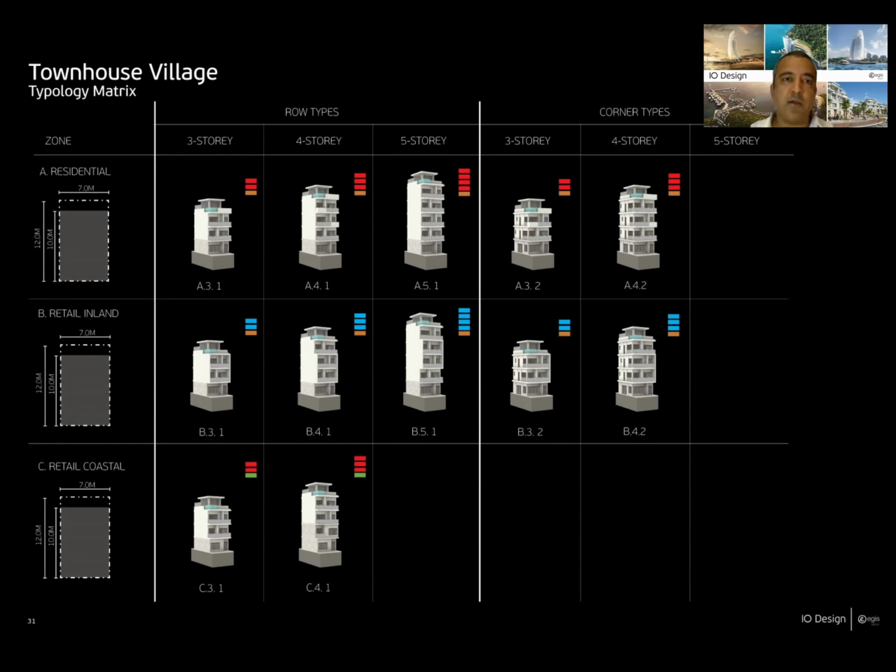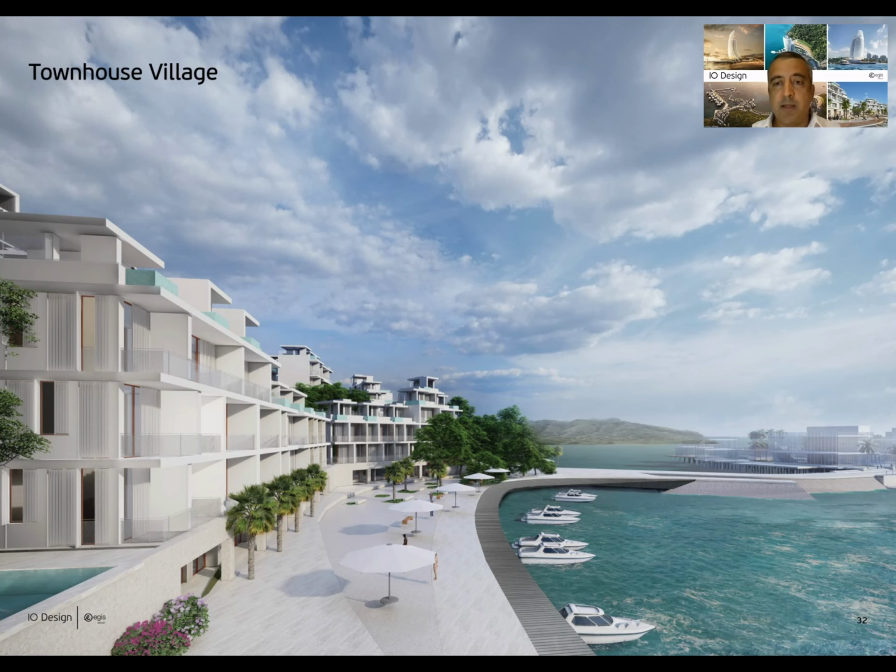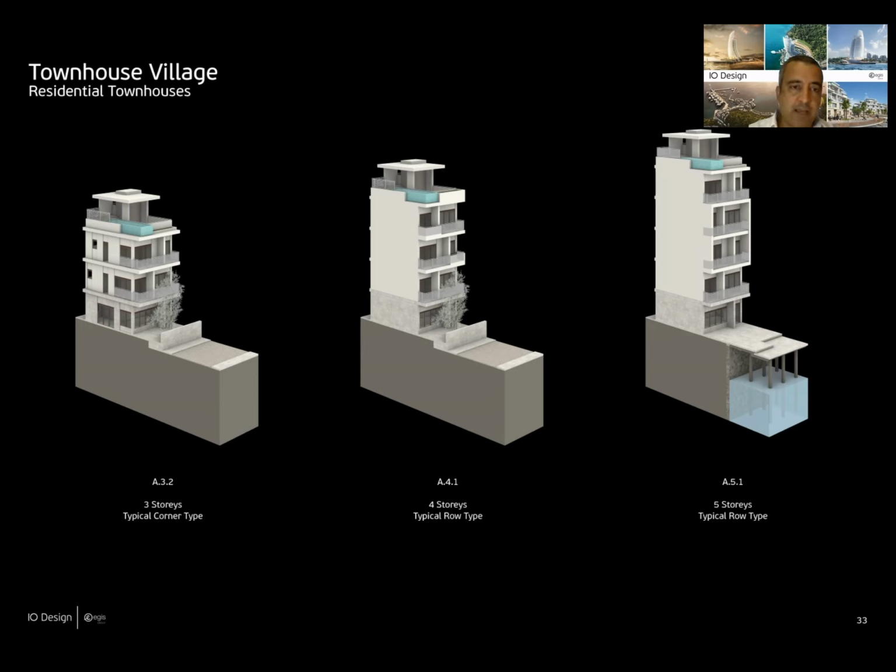So we set an array, a matrix of buildings that address all these factors: the building height, whether it's inland and purely residential, or if it has retail, or if it's on the seafront. So by establishing that, we generated different typologies and different conditions, but always using the same type of modular architecture. And of course, we had different modules for corner units, and for different stories, 3 stories, 4 stories, 5 stories, and different conditions all the way through.